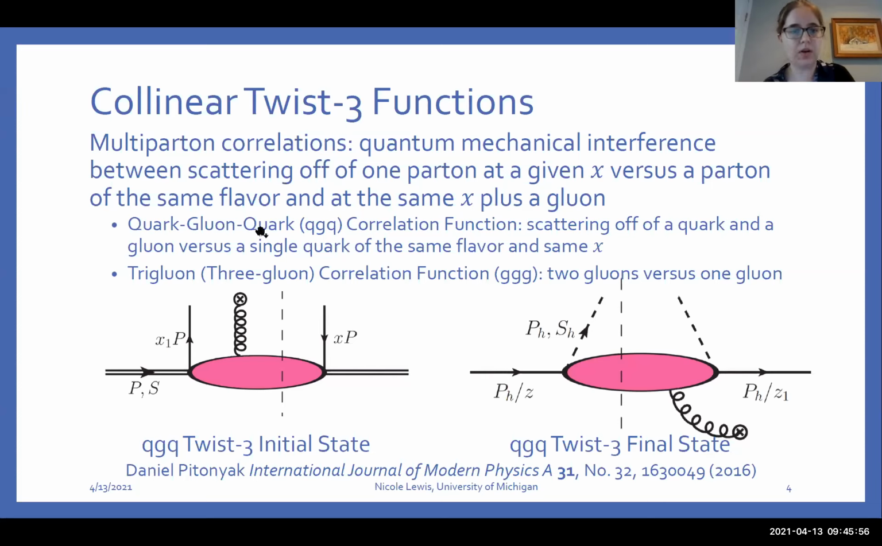There's the quark-gluon-quark correlation functions. So that's scattering off of a quark and a gluon versus scattering off of a single quark. And the tri-gluon correlation functions, which are sometimes referred to as the three-gluon correlation functions. So that's scattering off of two gluons versus scattering off of one. And the language that I've been using in this slide more relates to initial state, sort of these parton distribution function like quark-gluon-quark and/or three-gluon correlation functions, but there are also final state twist-3 functions.